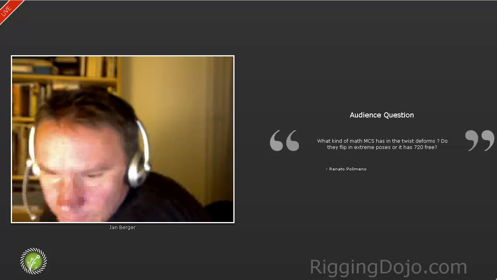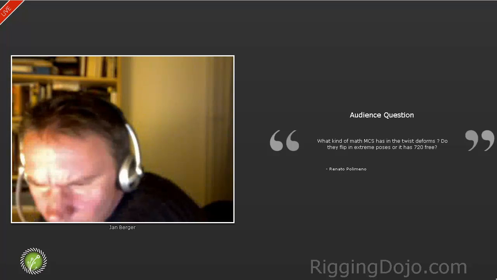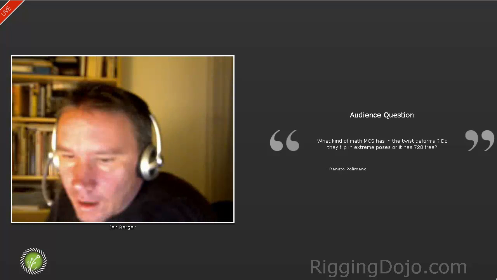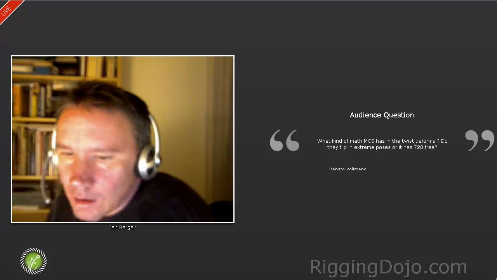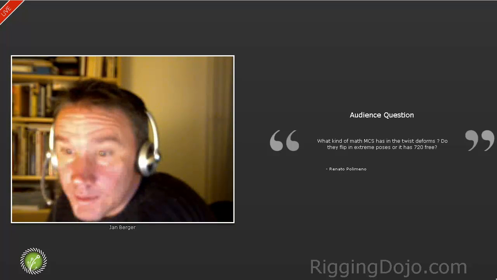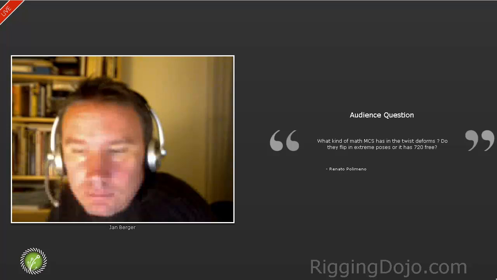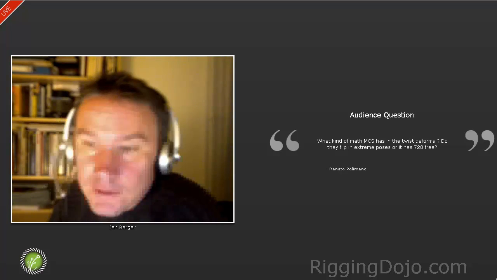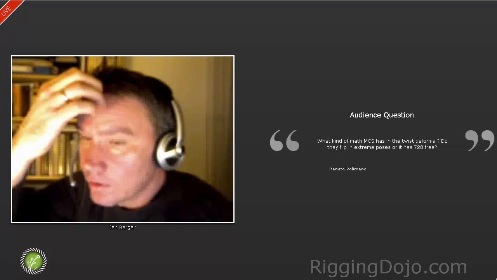Okay, what kind of math does MCS have in the twist deformers? Do they flip in extreme poses, or is it 720 degrees free? Which twist deformers? IK splines or those twist split bones? These IK splines, if you talk about these IK splines, they can go well beyond 720 degrees. That's actually a good question. I forgot to mention that.